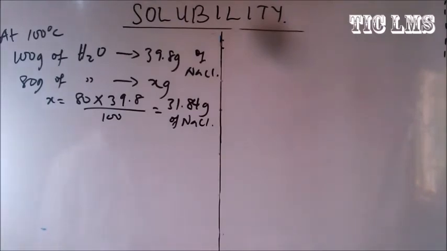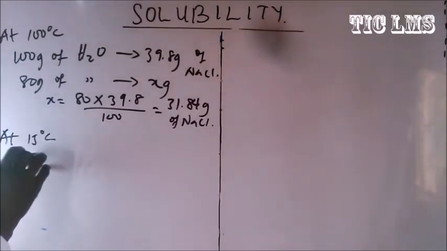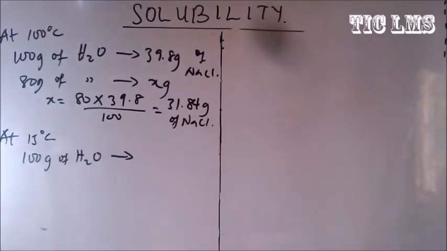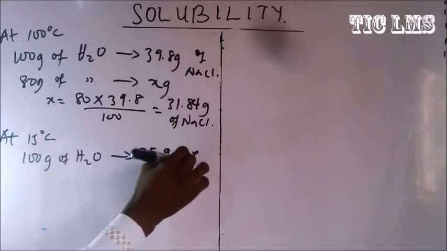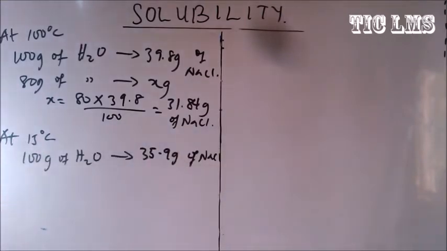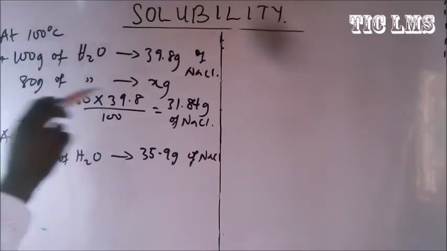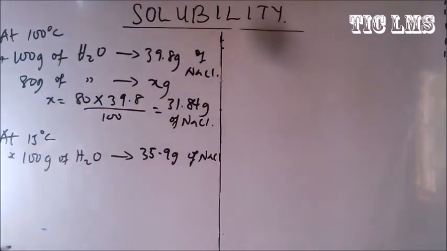Now we have that at 15 degrees Celsius, 100 gram of water dissolves 35.9 gram of NaCl. That's 100 gram. These are the standard. But in this case, we do not have 100 gram. We have 80 gram of water. So if we have 80 gram of water, we have 31.84 gram.